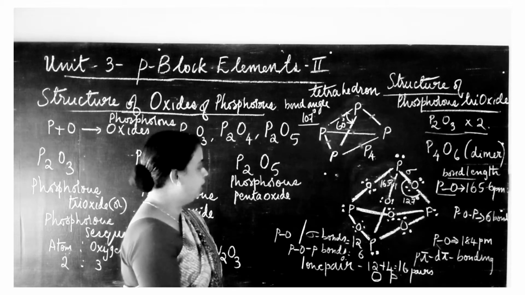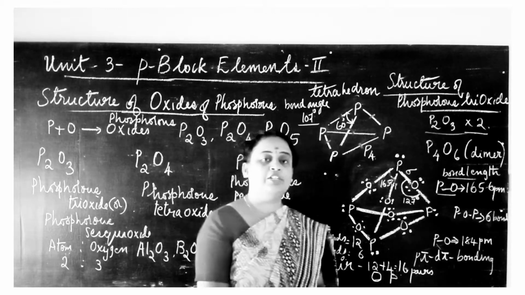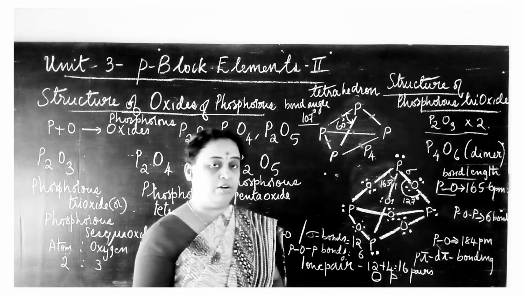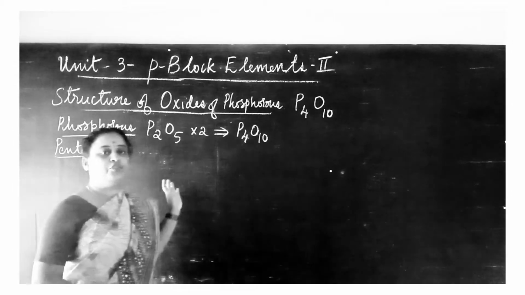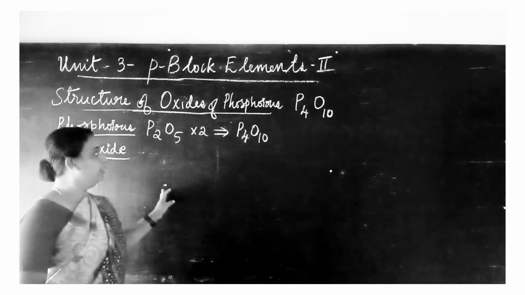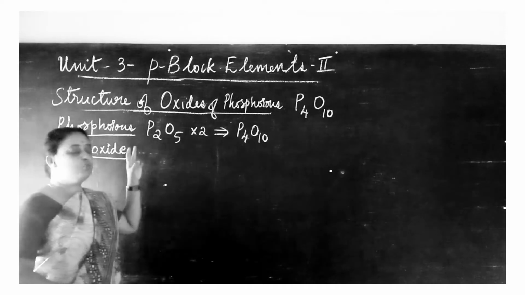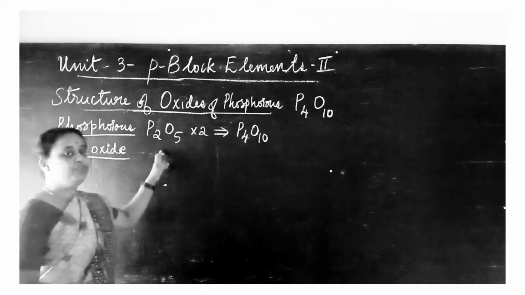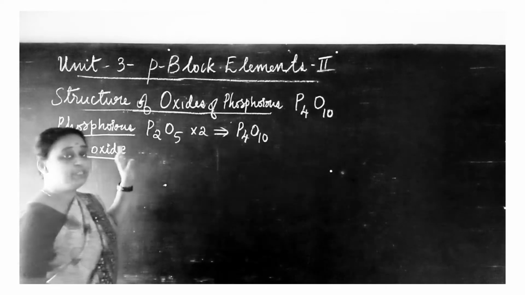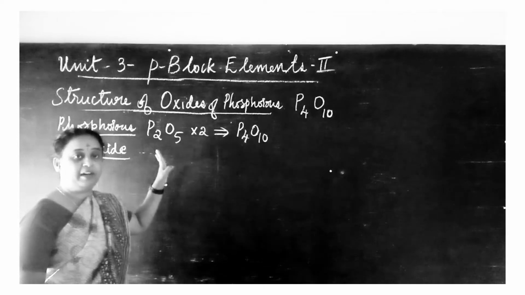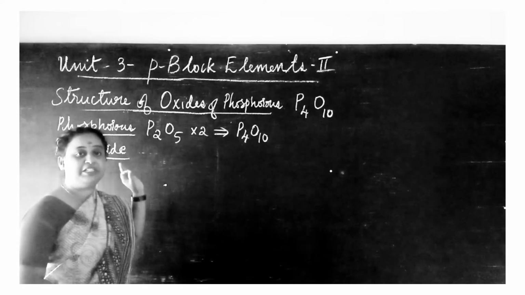127 degree. Fine. So that's it all about the structure of phosphorus trioxide. Now let us see the structure of phosphorus pentaoxide. So phosphorus pentaoxide is 2 phosphorus atoms combined with 5 oxygen atoms. 5 means penta. Okay. So phosphorus pentaoxide.